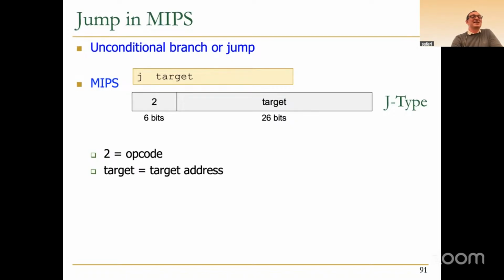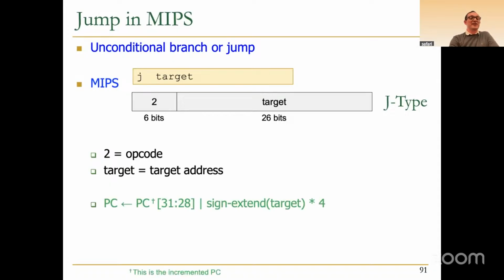Target address is essentially where you want to jump. But this is how the full program counter is computed. You basically take the top 4 bits of the incremented PC, and concatenate to it these 26 bits multiplied by 4. Why? This target is word addressable. You multiply it by 4 because instructions are word aligned. They're actually words. So you multiply this by 4 so that you can get the byte address. And you concatenate to it the top 4 bits of the PC.